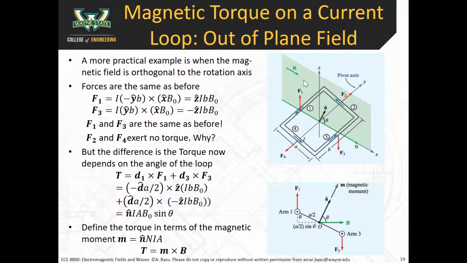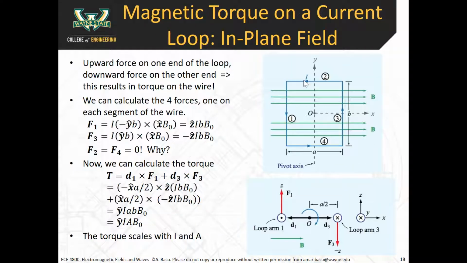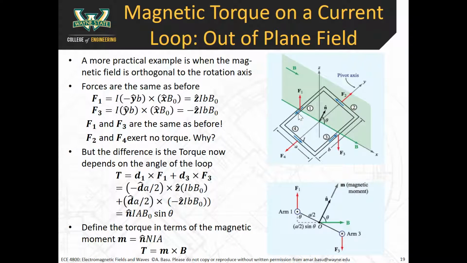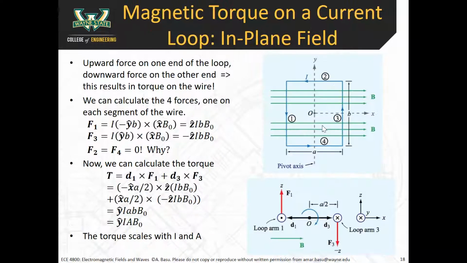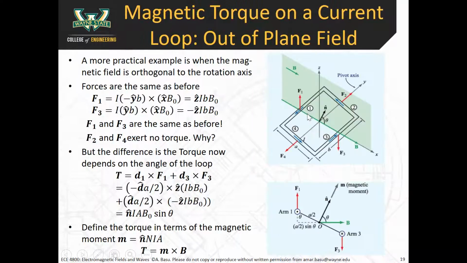The difference between this and this is that in this case, this is just a limited case of this general one. When this angle theta is equal to 90 degrees, then you have this situation right here. But this is the more general case where this loop can actually turn and that angle theta can change.